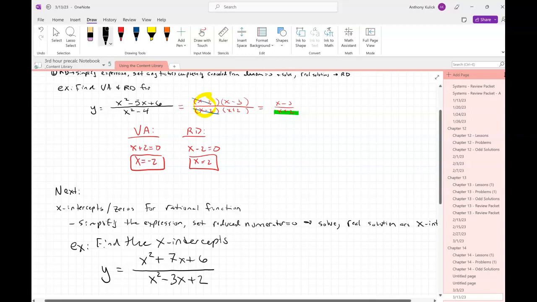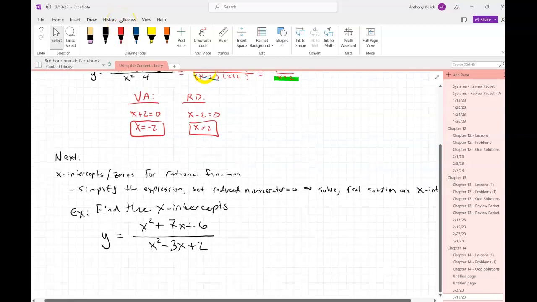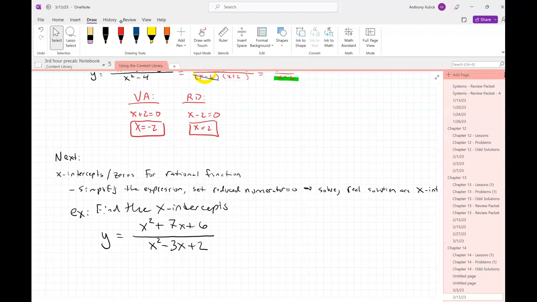We're going to be finding x-intercepts here. So what's the first thing I need to do? To simplify this, what do I have to do first? Factor. So how does that numerator factor? x plus 6 times x plus 1, multiplying to give me positive 6 and adding to give me 7. So 6 times 1 is 6, 6 plus 1 is 7.